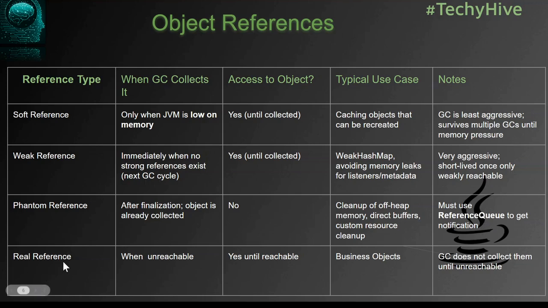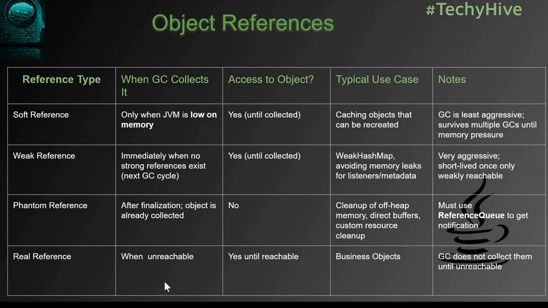The last one is the strong reference. All of the objects created by the user using the new operator are strong references, and they are reachable until they are collected by the garbage collector. The garbage collector collects them when no live reference exists for the object. Mostly they are business objects, and GC does not collect them until they are unreachable. If there is any live reference to the object, then these objects are not collected.